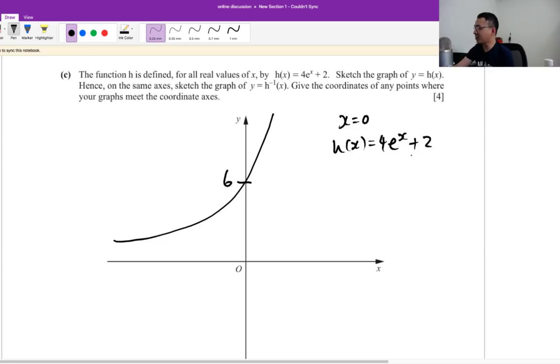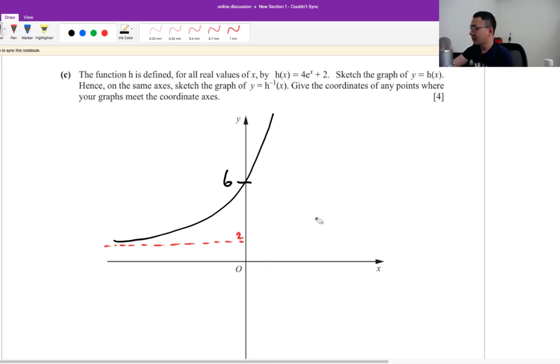So this is positive 2, right? If h(x) equals 2, then I will get undefined, because 2 minus 2, I get 0, right? But e^x cannot equal 0. So therefore, I know that this graph can never touch 2 here. It must be 2 and above. But actually, this one is not necessary in IGCSE. So it's fine. Even if you don't do the 2 thing, you are okay.